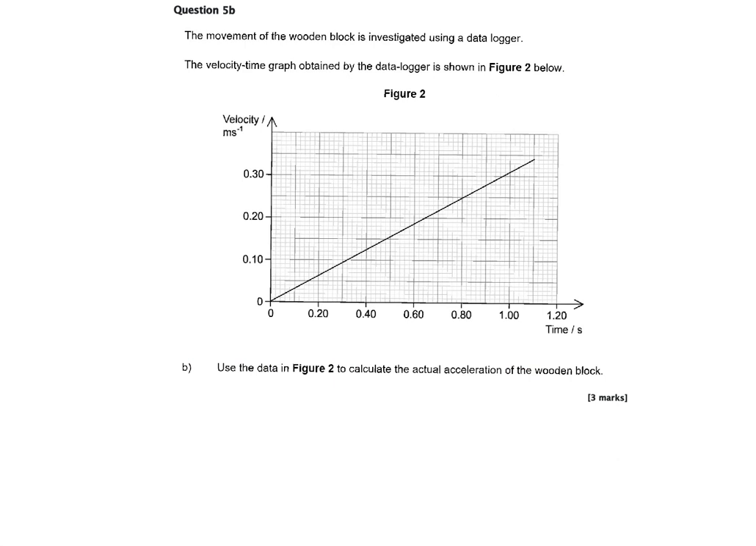Question 5b, the movement of the wooden block is investigated using a data logger, and here is the graph that shows its velocity against time. Calculate the actual acceleration. So that's going to be our gradient. So we're going to use a gradient triangle. It does say in the mark scheme here, show that you've used a triangle to work out your gradient. So what I always do is look for a nice point where I can draw my gradient triangle from, a place where it's really easy to read.